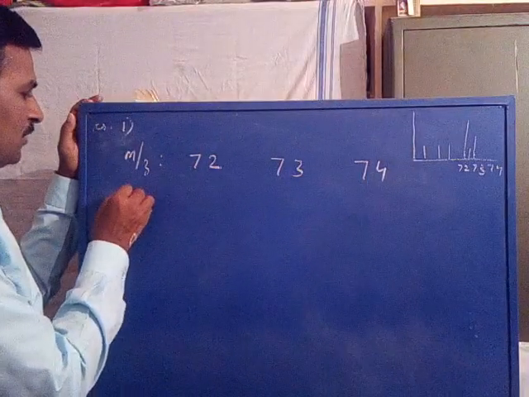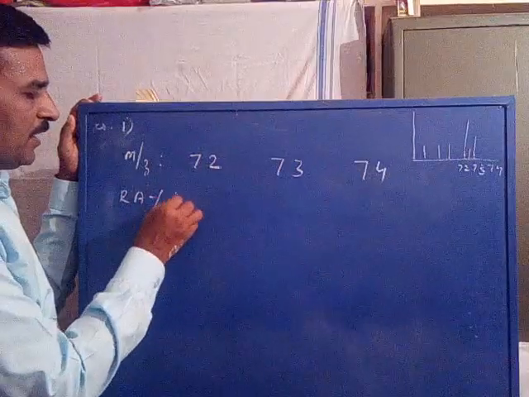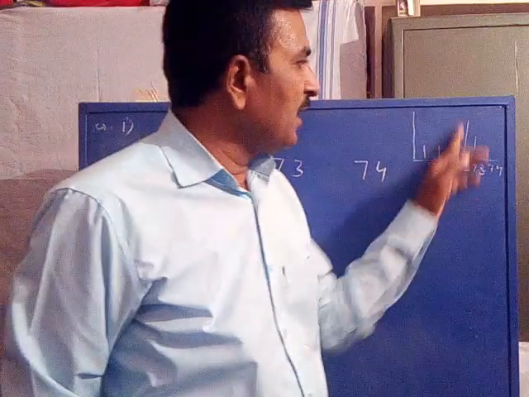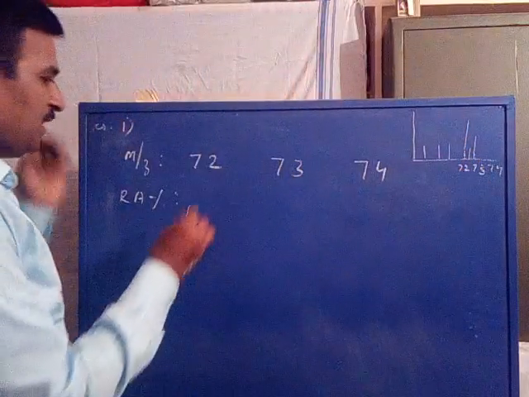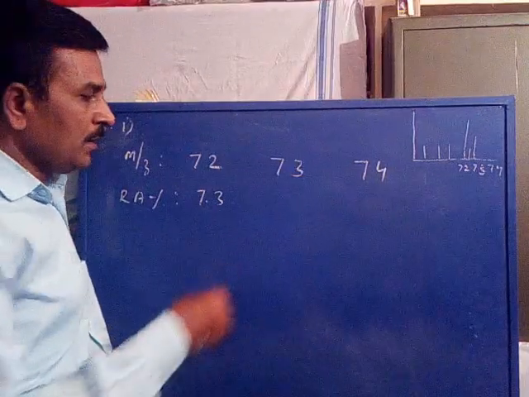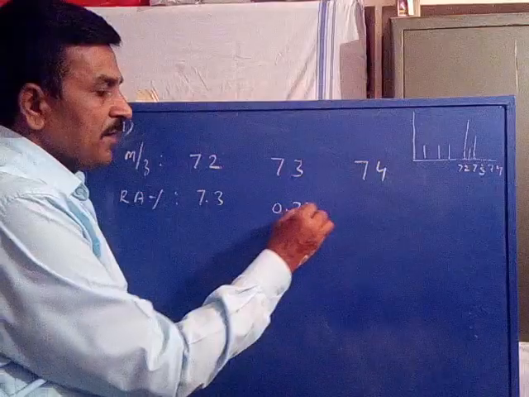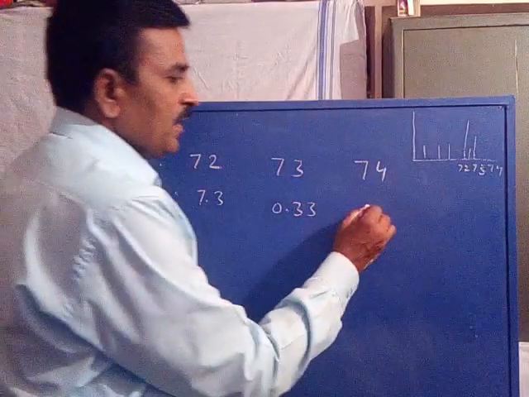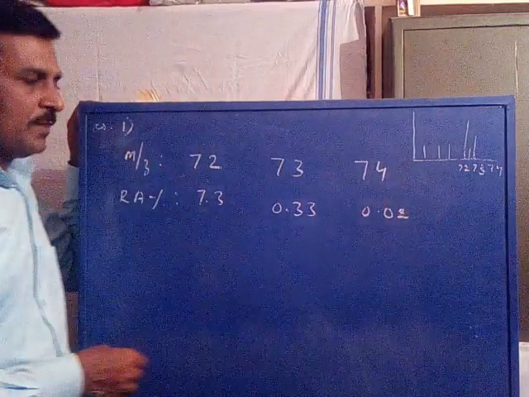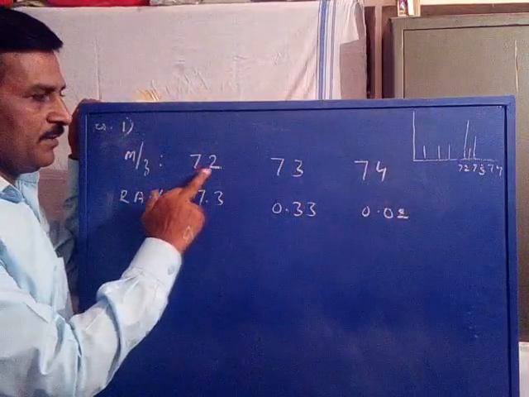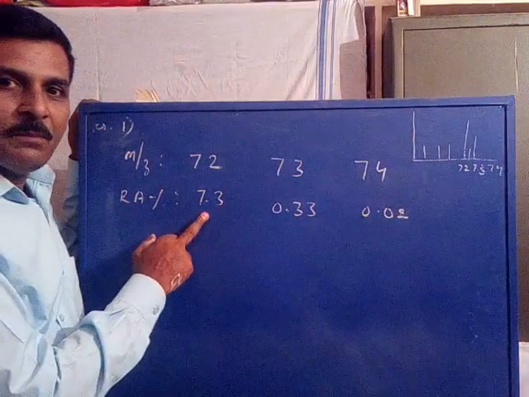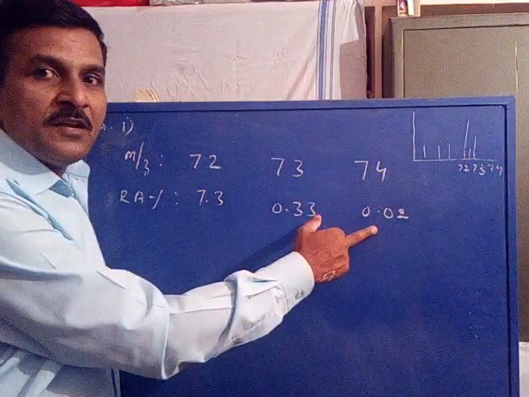And we should also consider their relative abundance percentage. For example, the signal at 72, the relative abundance percentage may be 7.3. I am taking only an example. The 73 signal may appear at 0.33, and 74 at 0.02. Now you can see a series of signals 72, 73, 74 with their relative abundance percentages 7.3, 0.33, 0.02.